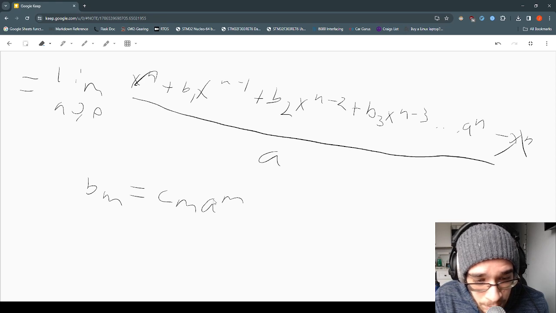But what does that mean up here? Well, if you look at b1, that's just c sub 1 times a times x to the power of n minus 1. But then you have to look at the other guys here, right? So if you look at b2, what is that? That's right, it's c sub 2 a squared.